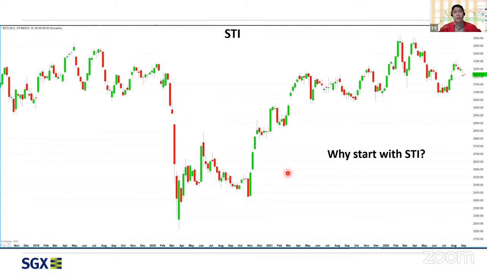Because if the macro picture is bullish, typically you will have the blue chip stocks going up and then followed by mid cap and then followed by the penny stock. So that is the standard SOP of how a bull market would play out itself. On the other hand, if the market becomes bearish, basically everything would go down, right? Almost nothing would be spared.